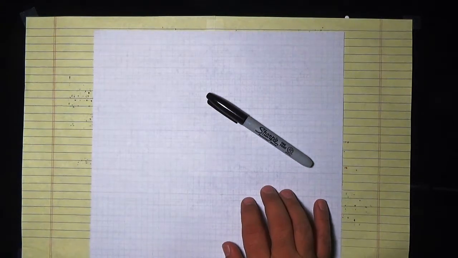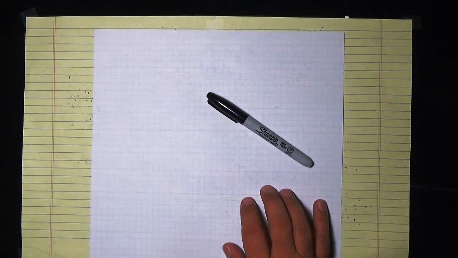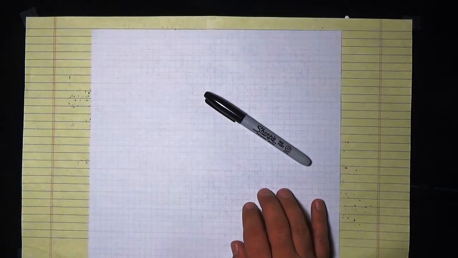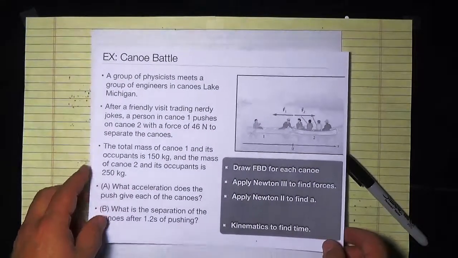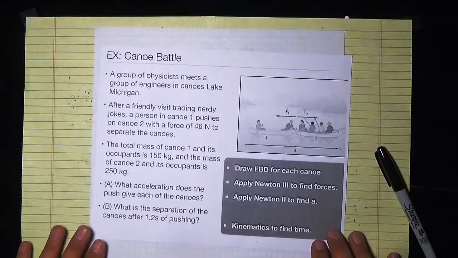Okay, we're back for some physics problem solving. We're still working on forces, and I wanted to do a problem involving Newton's third law. This is kind of a classic problem. You can imagine a situation where you have people pushing against each other.